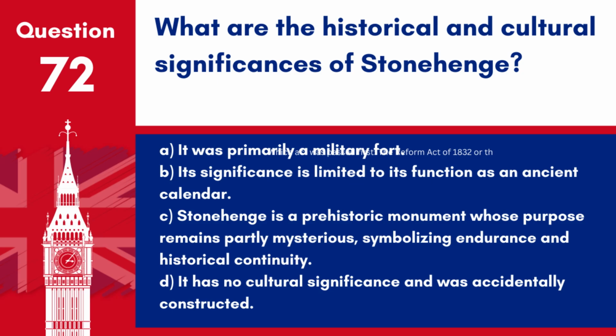Question 72. What are the historical and cultural significances of Stonehenge? A. It was primarily a military fort. B. Its significance is limited to its function as an ancient calendar. C. Stonehenge is a prehistoric monument whose purpose remains partly mysterious, symbolizing endurance and historical continuity. D. It has no cultural significance and was accidentally constructed.